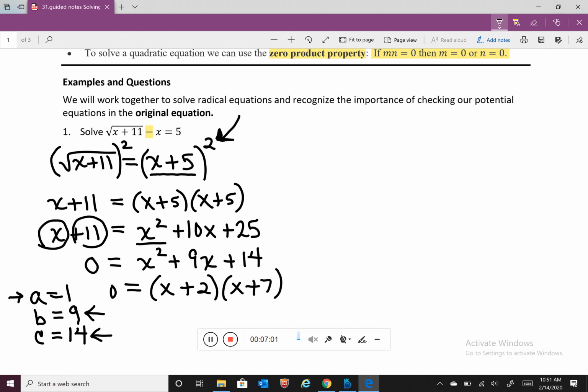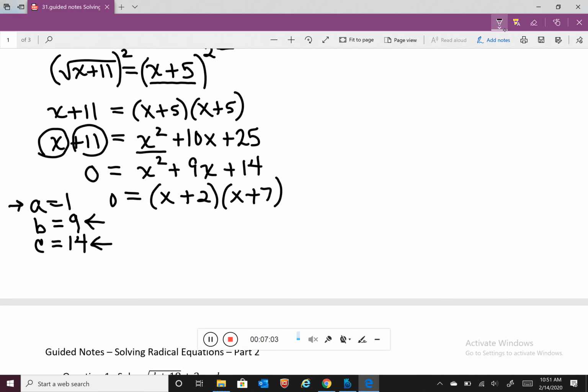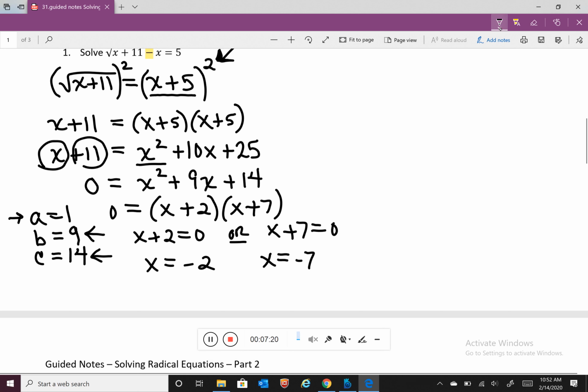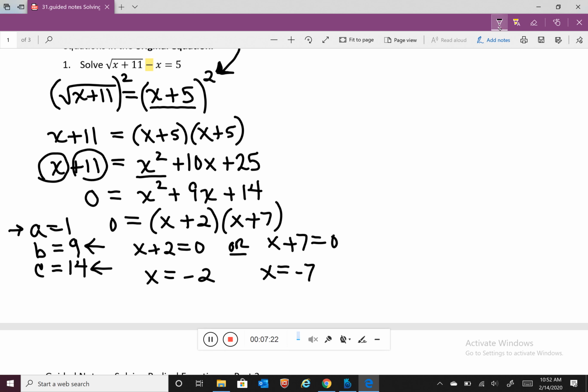Now using our zero product property, we're going to set each factor equal to 0. So x plus 2 equals 0 or x plus 7 equals 0, which means x equals negative 2 or x equals negative 7, but we need to check this. So always go back to the original.